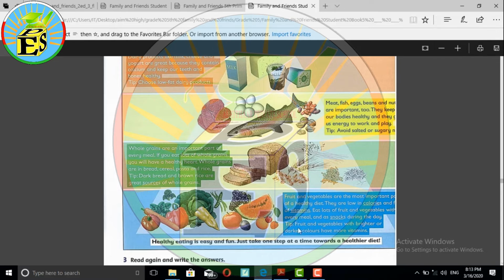Tip, advice: fruit and vegetables with brighter or darker colors have more vitamins. Again, this tip: fruit and vegetables with brighter or darker colors have more vitamins.